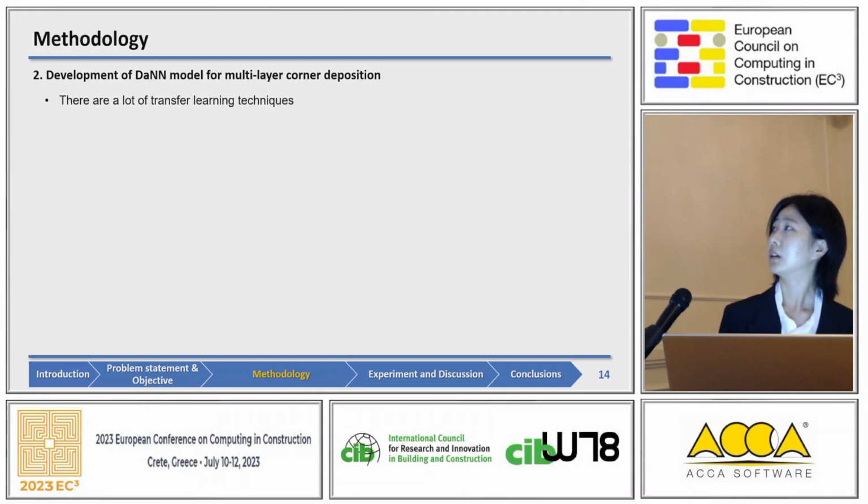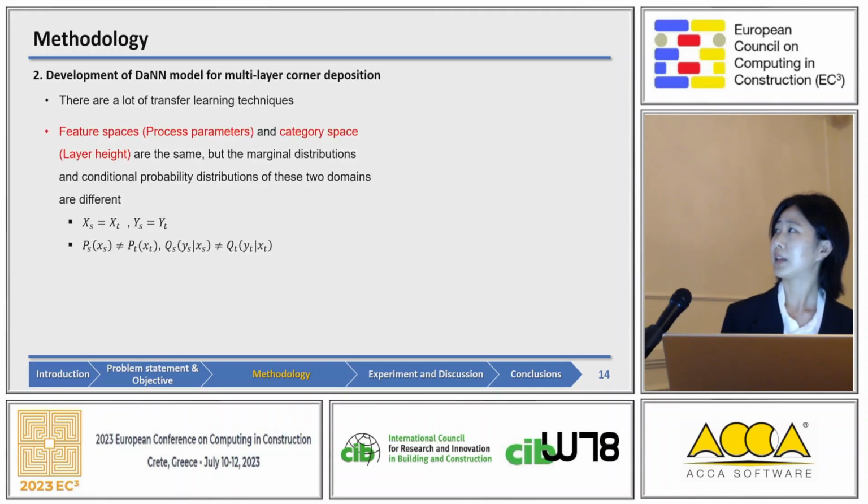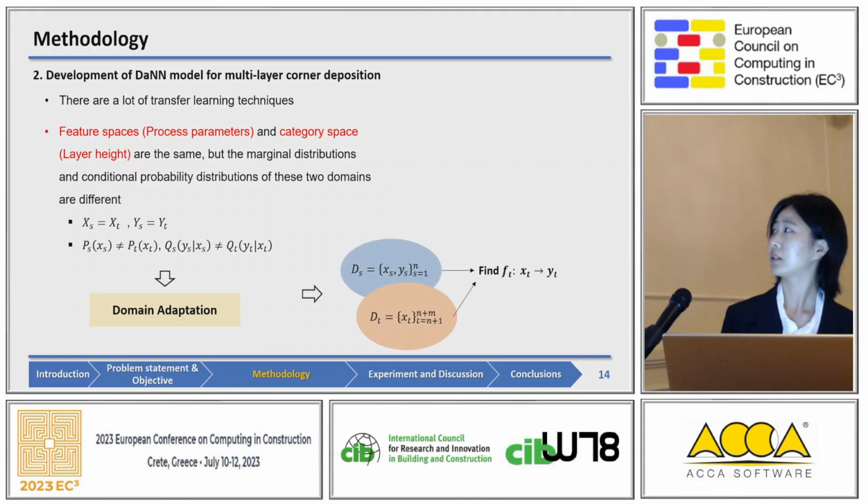To develop this geometry estimation model for corner deposition, there are a lot of transfer learning techniques. And in our study, the problem can be identified as a domain adaptation problem, since the feature space and the category space are the same, but the data distributions are different. So this is a domain adaptation problem.